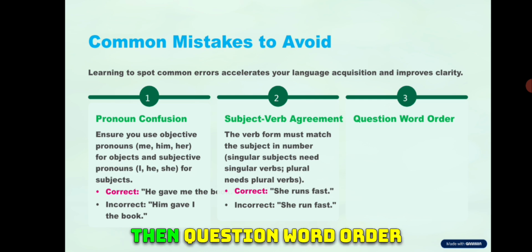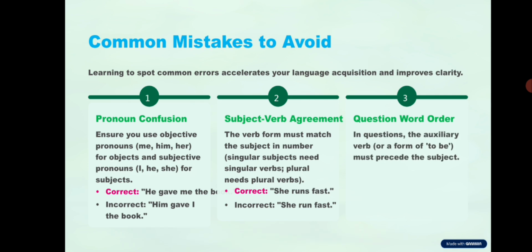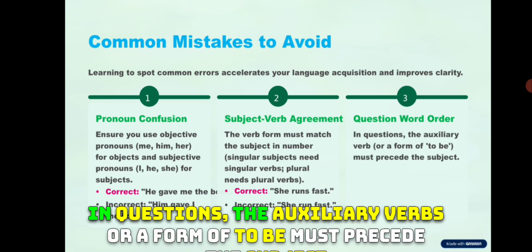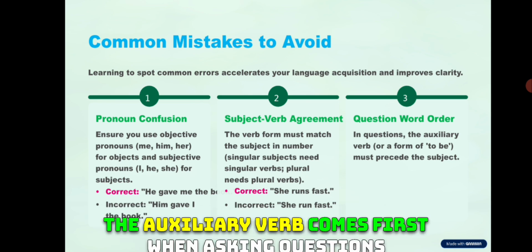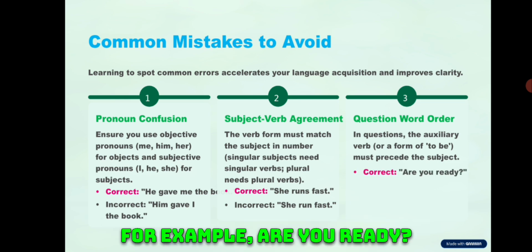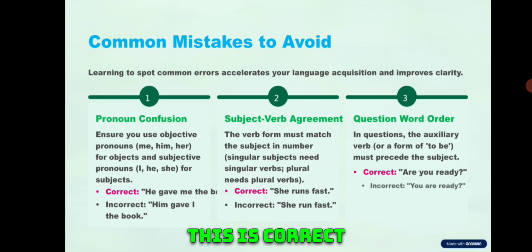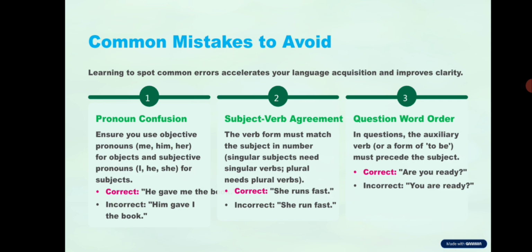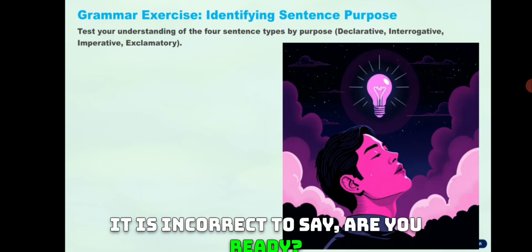Then, question word order. In questions, the auxiliary verbs or a form of to be must precede the subject. The auxiliary verb comes first when asking questions. For example, are you ready? This is correct. It is incorrect to say you are ready.